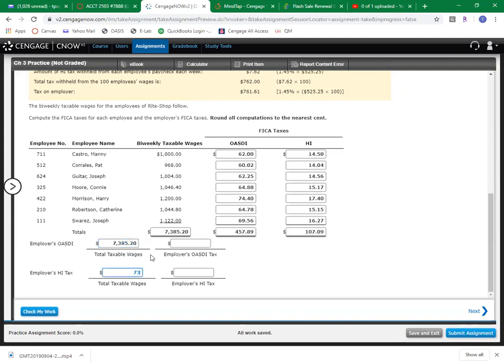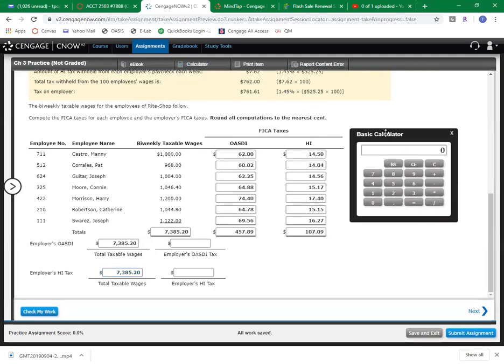So I'm just going to plug those amounts in here. The total taxable wages is $7,385.20. Just to show you, if I pull up the calculator, 7,385.2 times 6.2%, we would get $457.88. Notice that's 1 penny lower. Again, it's just due to rounding of these, but this is the correct amount here because we're going off of the total taxable wages.